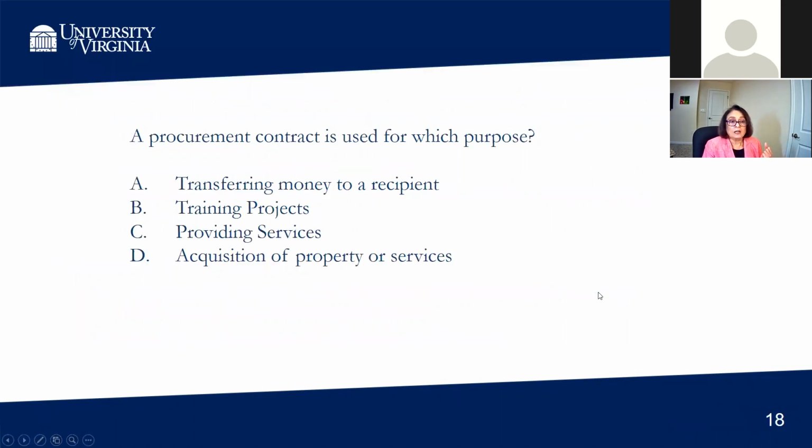So now, let me ask you this question. A procurement contract is used for which purpose? Transferring money to a recipient, training projects, providing services, or acquisition of property or services? Can somebody give me an answer? Just tell me which is the right answer.